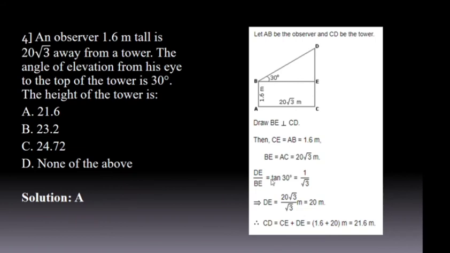So tan of 30 degree will be DE upon BE. Tan 30 is nothing but 1/√3. So just simplify this. What I'll get is 20 meters. So I have my length DE is equal to 20 meters. But what is asked? The height of the tower. So height of the tower is CD. So it will be CE plus DE, which is nothing but 21.6 meters. Right?